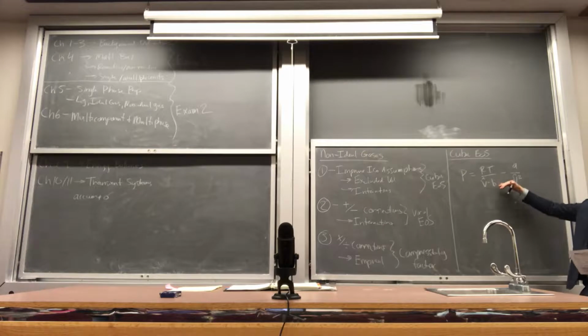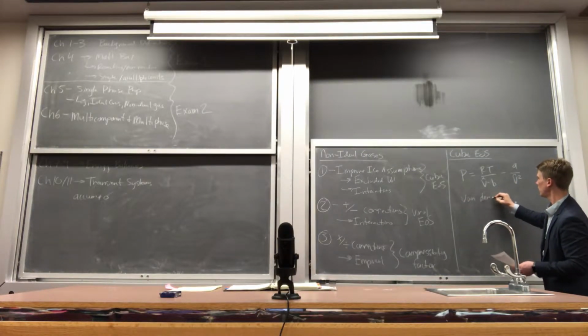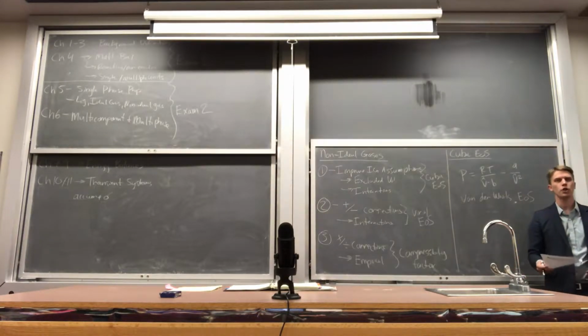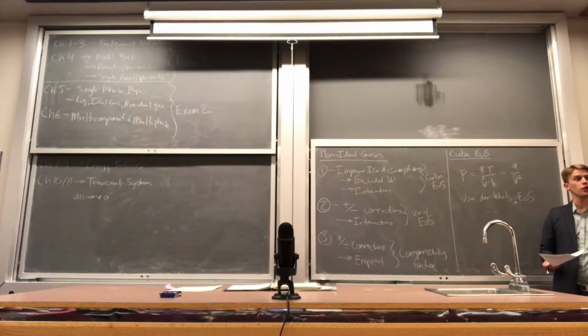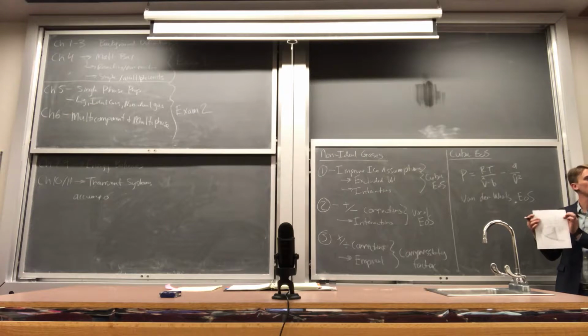This is the van der Waals equation of state. V-A-N D-E-R W-A-A-L-S. Van der Waals equation of state. It was the first cubic equation of state. It was the first equation of state that could predict the existence of liquids, but it is not very accurate. So on your handout, if you look here, you have the van der Waals equation of state, where the A and B parameters are given as a function of the critical properties, TC and PC.